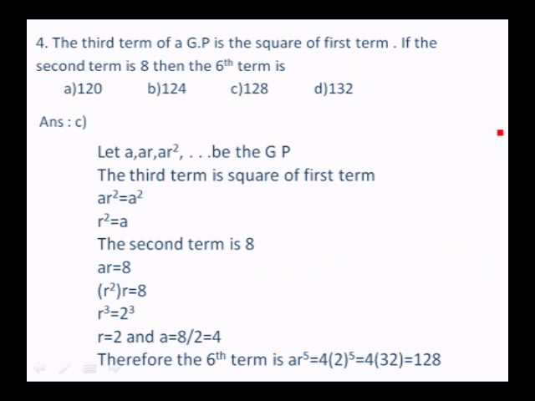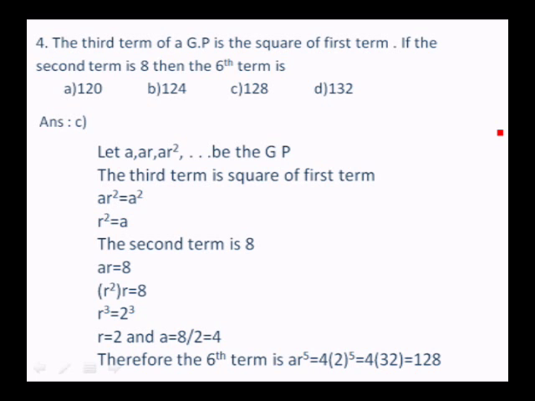A square. Cancel A, R square is equal to A. The second term is 8. Therefore, AR is equal to 8. So, R square into R is equal to 8, because you know that R square is A. You can replace A by R square. R square into R is 8. That is R cube is equal to 2 cube. So, R is equal to 2 and A is equal to 8 by 2 is equal to 4.